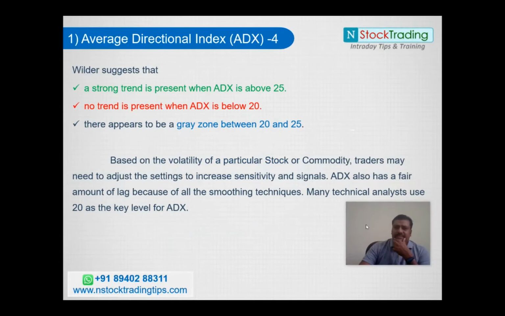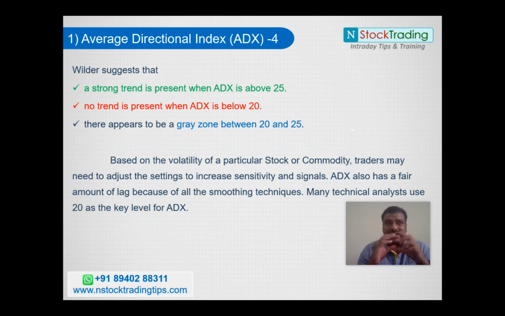Now, there are certain basic rules which we can use and follow. As per Wilder, he suggests that if the ADX line, the black line, is more than 25, it means there is a strong trend. And if the ADX line is below 20, it means there is no solid trend. Better to stay away from the market.